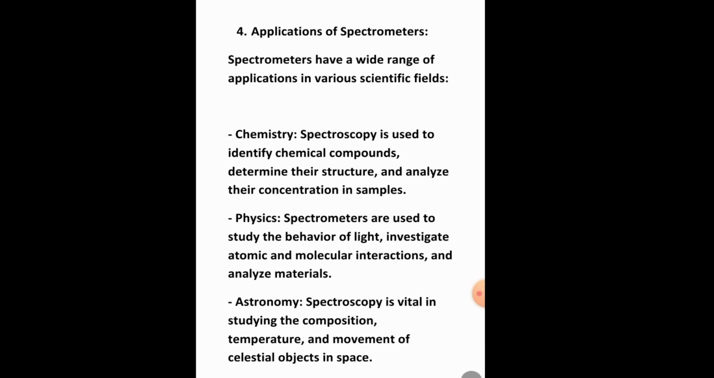Applications of spectrometers. Spectrometers have a wide range of applications in various scientific fields. Chemistry: spectroscopy is used to identify chemical compounds, determine their structure, and analyze their concentration in samples. Physics: spectrometers are used to study the behavior of light, investigate atomic and molecular interactions, and analyze materials. Astronomy: spectrometers are vital in studying the composition, temperature, and movement of celestial objects in space.